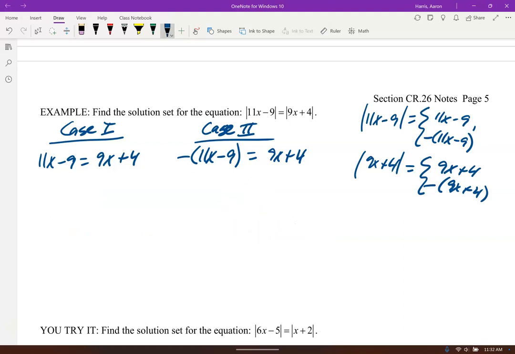Okay, so if you have two absolute values, go ahead and drop it. I like to drop it on the right hand side, and then I run my two cases with my left hand side. Okay, and then you'll get both solutions on that.